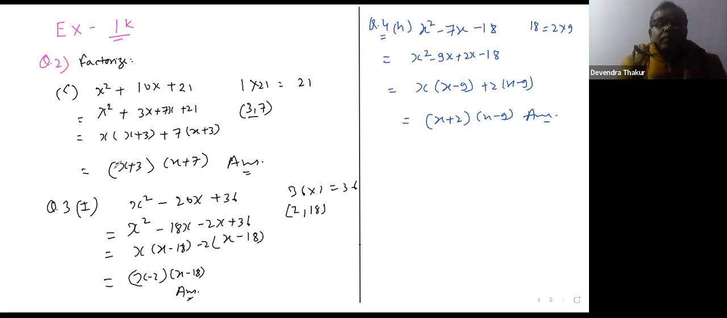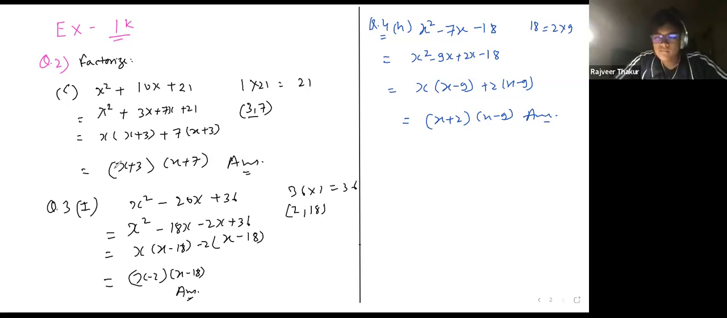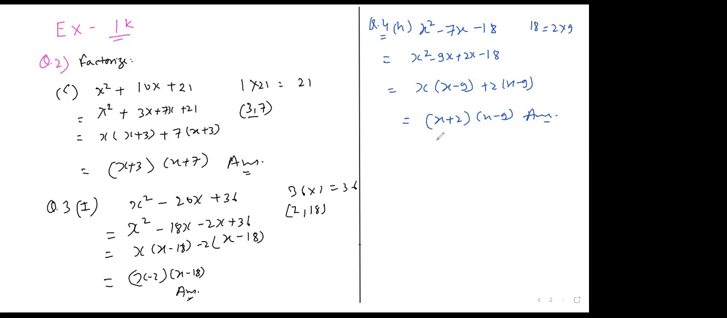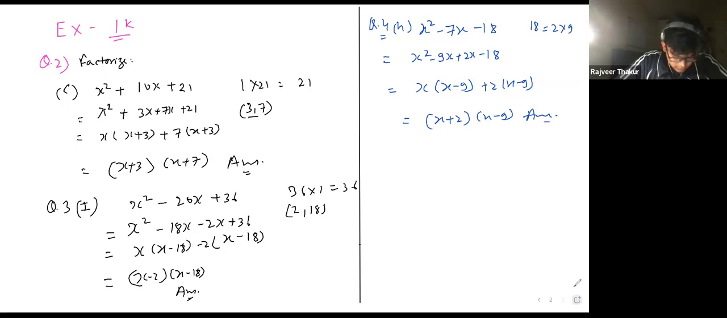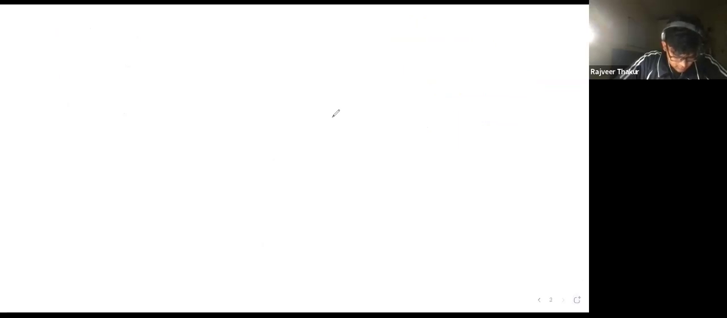Yeah, I got it. Now question number 5. Any part that you would like me to do? Could do K, 5K. Okay, 5K. K part is x square plus 13x. So this is one of the most easy questions.